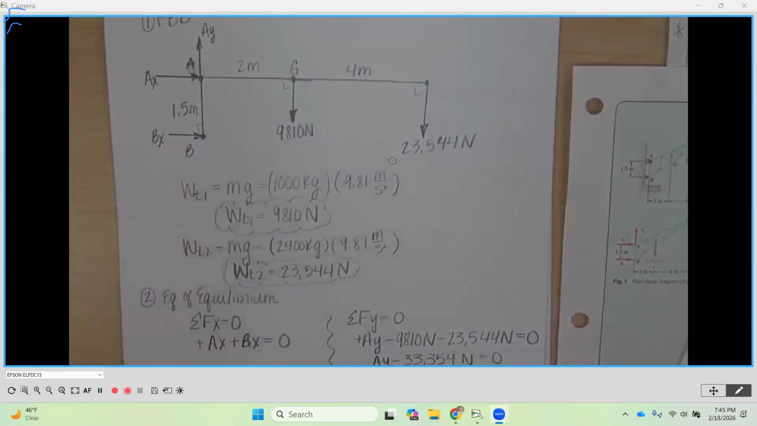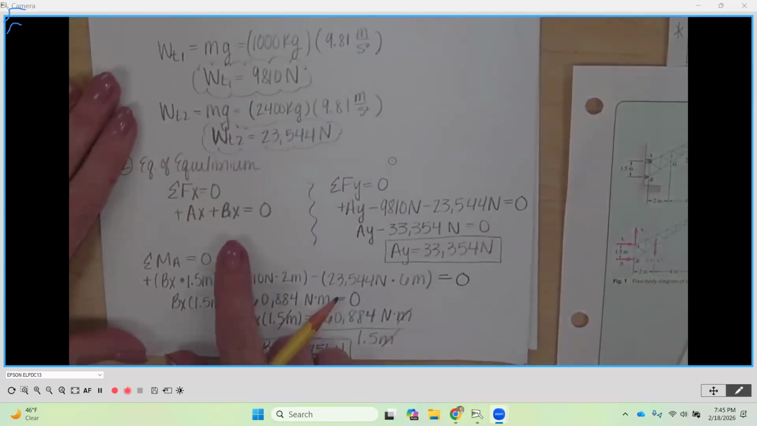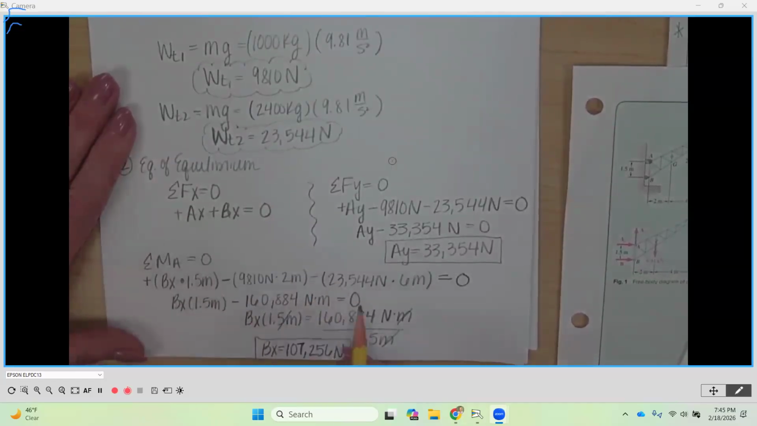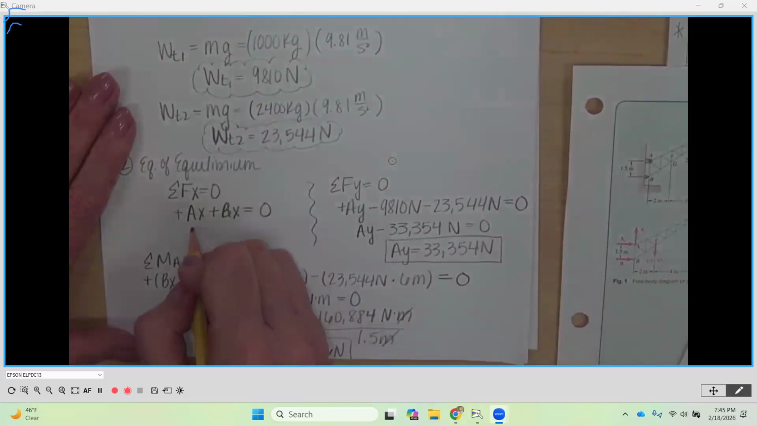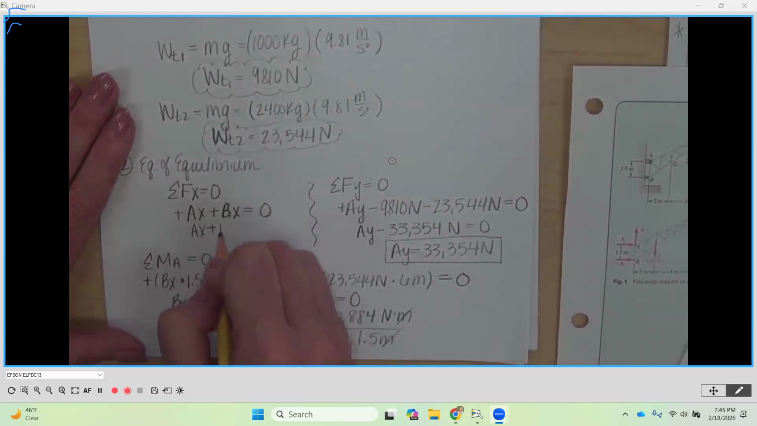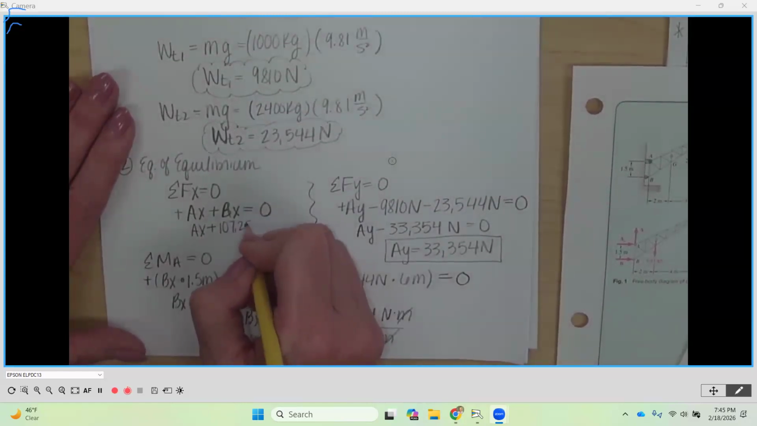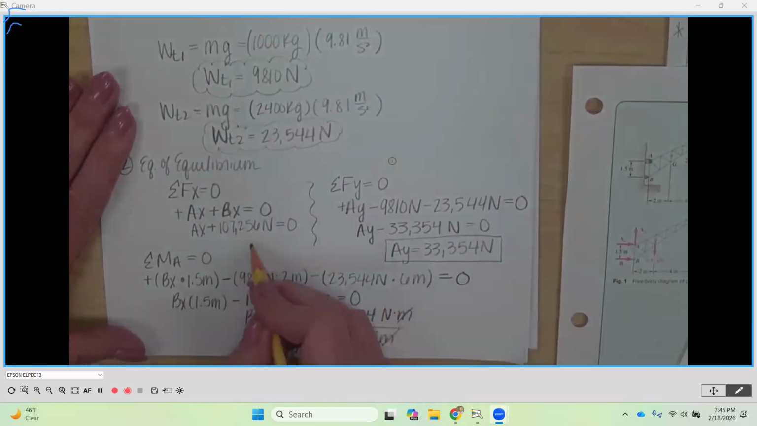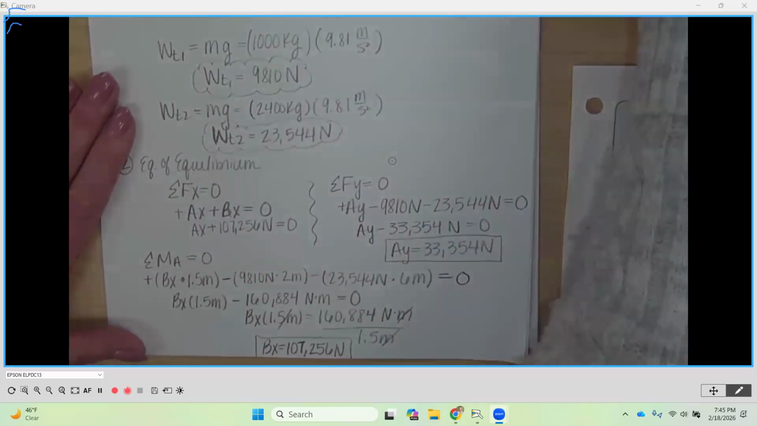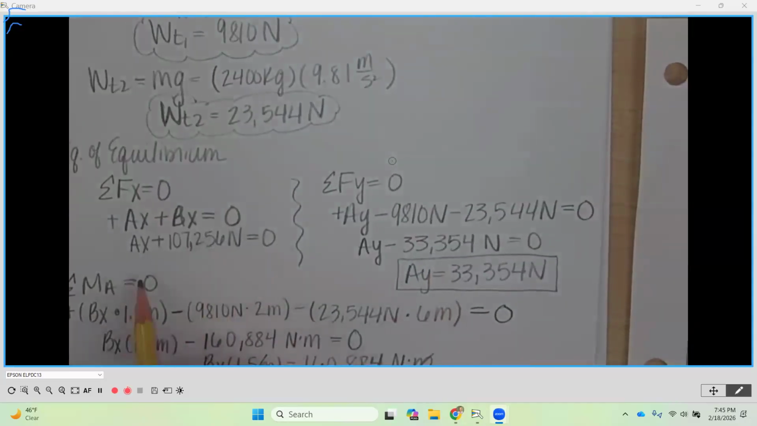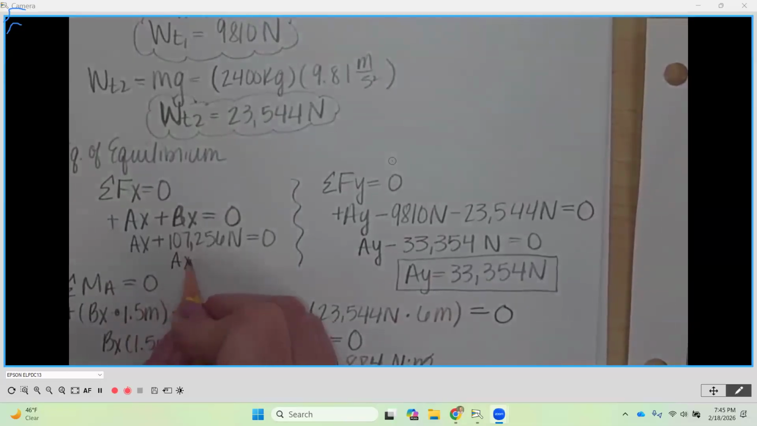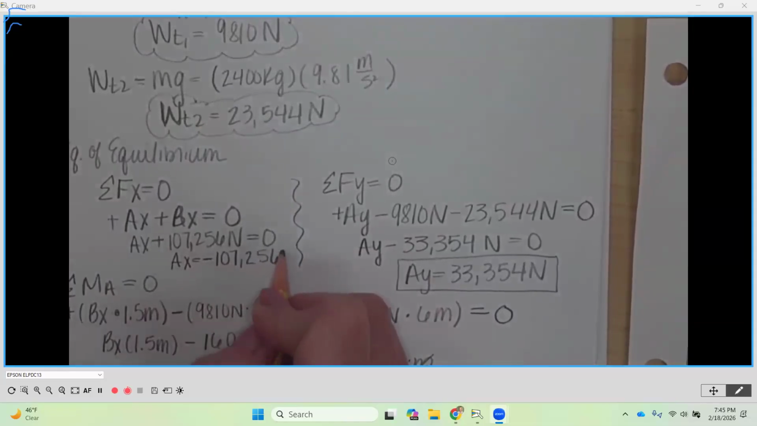Okay. Now we can take this Bx and put it back up into our sum of the forces in the x equation, where we had Ax plus Bx equal to 0. So we're going to take that 107,256 and put it up here. So we've got Ax plus 107,256 newtons is equal to 0, right? Then we're going to move that to the other side. My Ax is going to be equal to a negative 107,256 newtons.